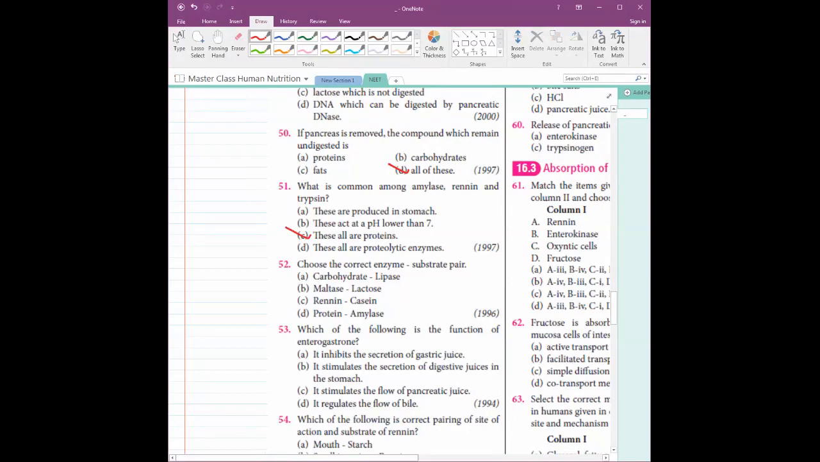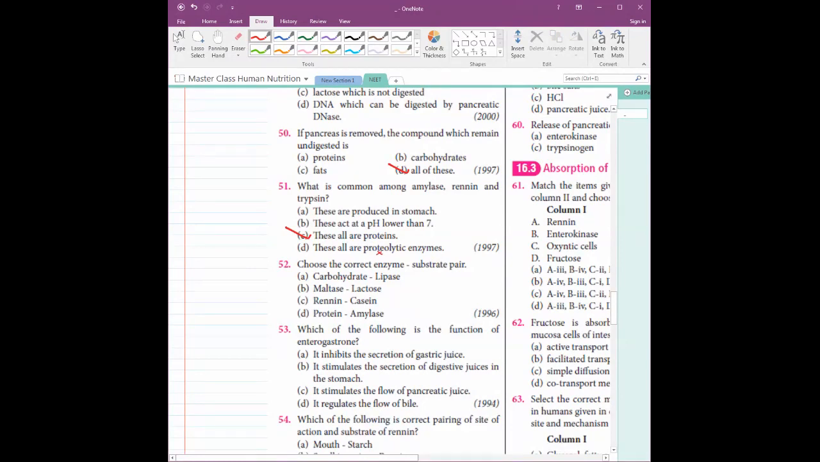Now remember why. See, amylase. Is amylase going to work on your proteins? No, amylase is going to work on starch. So can it be a proteolytic enzyme? No, this is not a proteolytic enzyme. Okay, renin is going to act on your proteins. Trypsin is going to act on proteins. So yes, I can say that they are going to be your proteolytic enzymes, but not your amylase. So this is wrong. Those who are answering D, wrong.